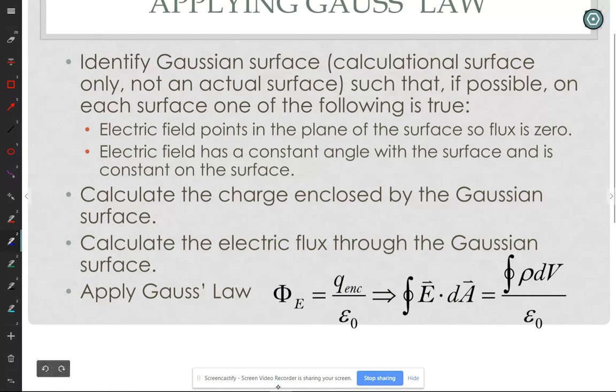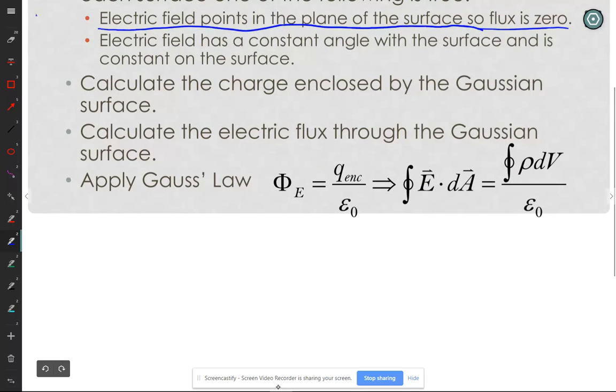You want to identify surfaces, right? You have to choose a Gaussian surface, the surface that you're going to do your mental calculations on. Not a real surface. What are you doing calculations on? So that you can determine the relationship between the charge enclosed and electric field. So you want to choose a surface where the electric field points in the plane of the surface, so flux is 0. That would be the case of E dot dA equals 0.